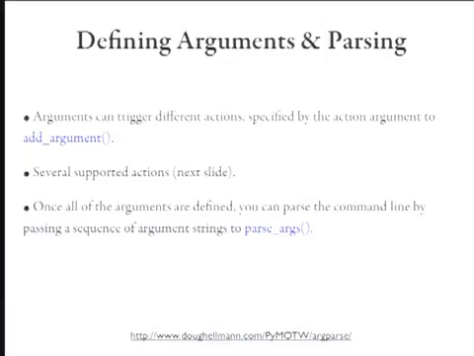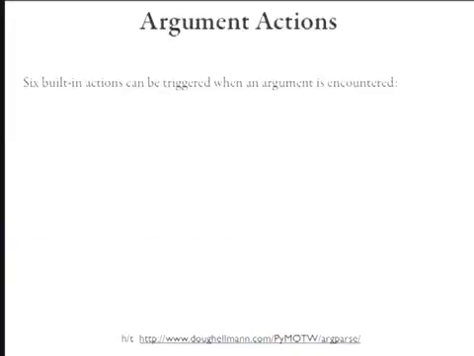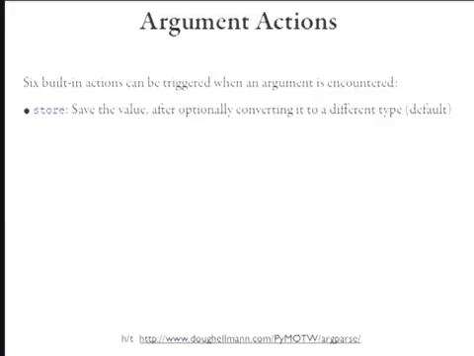So going through the different actions that can be defined, there are 6 built-in actions that can be triggered. The simplest one is just store. If you give it a value, it will just store that value into some variable. And if you want, you can convert it to a different type. By default, things on the command line are parsed as strings, but you can say, I expect an integer here, so please try to convert it to an integer. And if it can't convert it, it'll give you a nice, friendly, helpful error message saying that it can't understand what you're trying to give it.